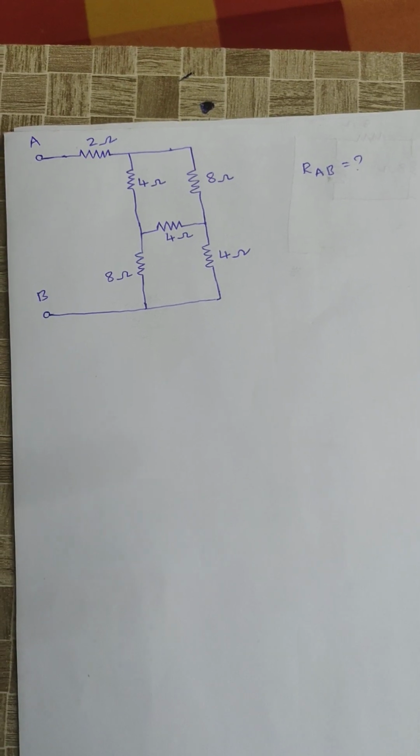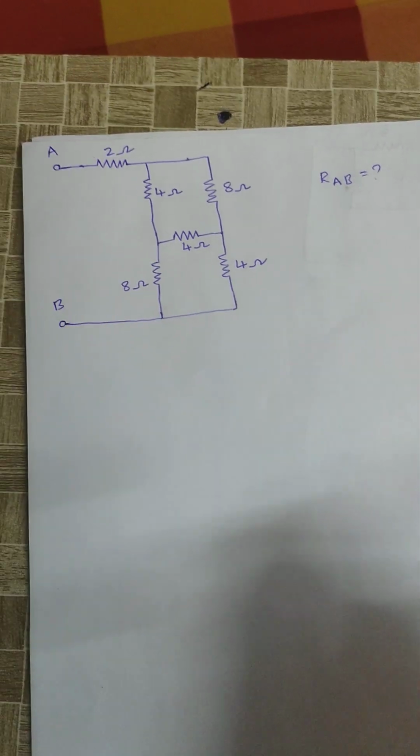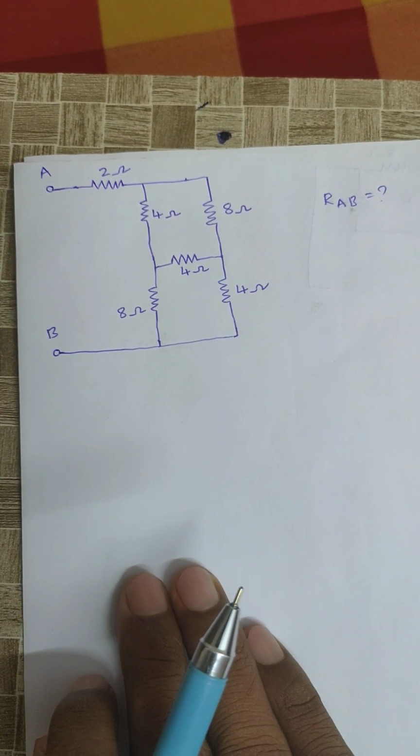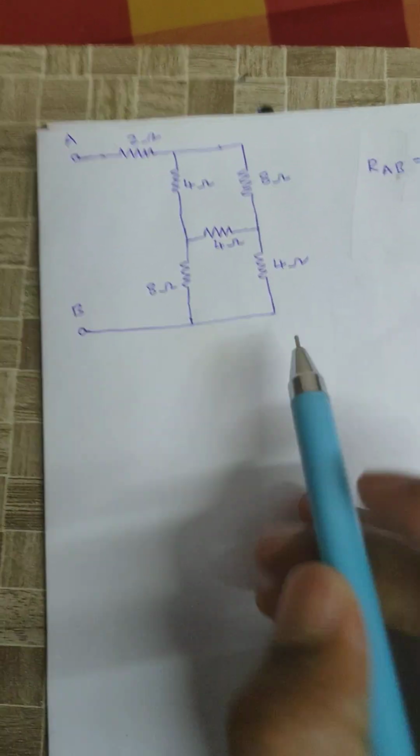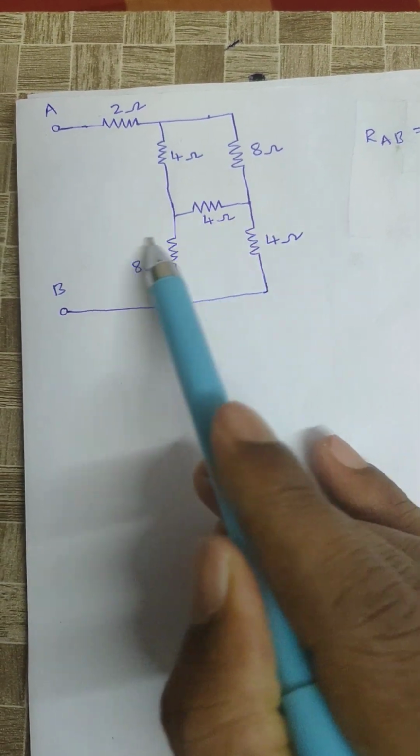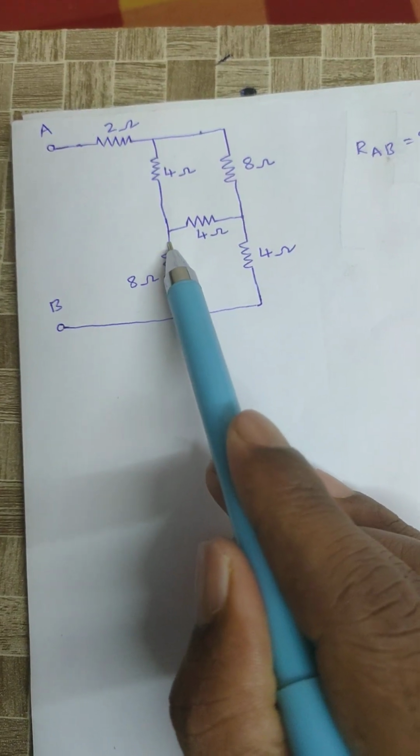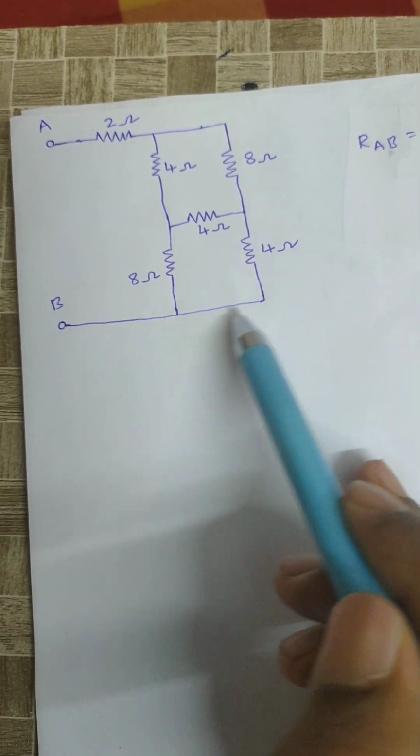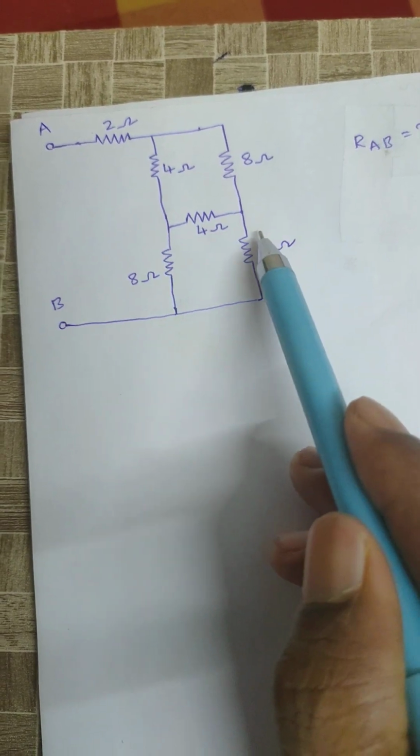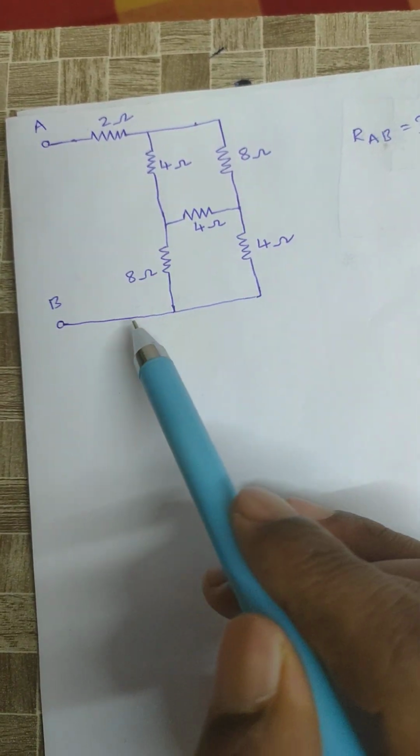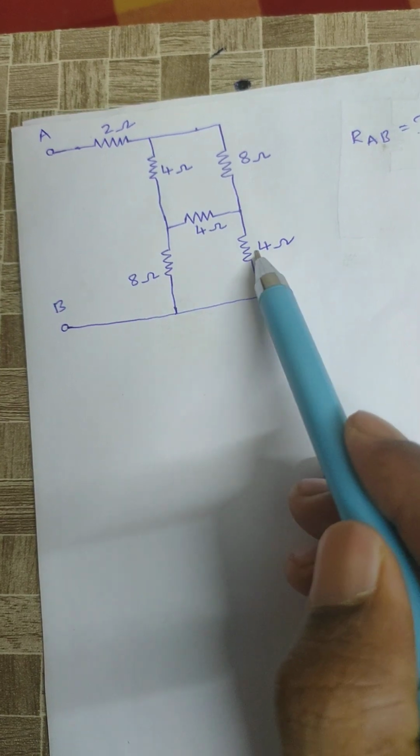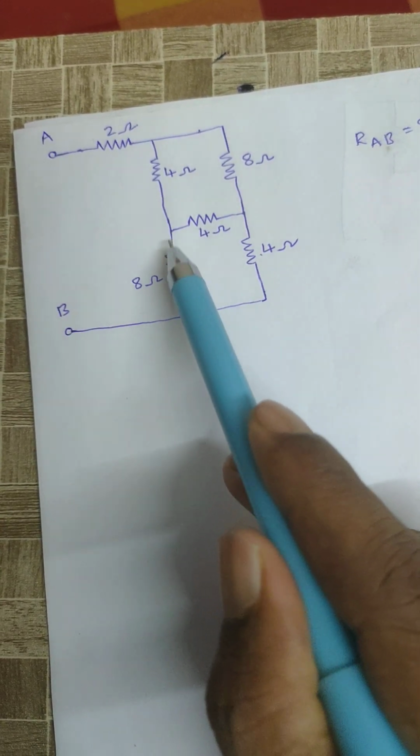By seeing this circuit, we can't identify whether the resistors are connected in series or parallel. For example, assume 8 and 4 are connected in parallel. What is the condition for parallel? Starting end should be connected to a common point, finishing end should be connected to a common point. Not valid. Hence these two are not connected in parallel. Check whether these two are connected in series. No, the current is not the same here, right?